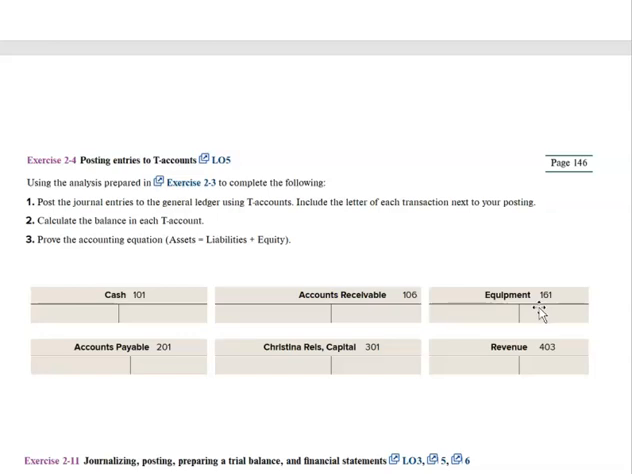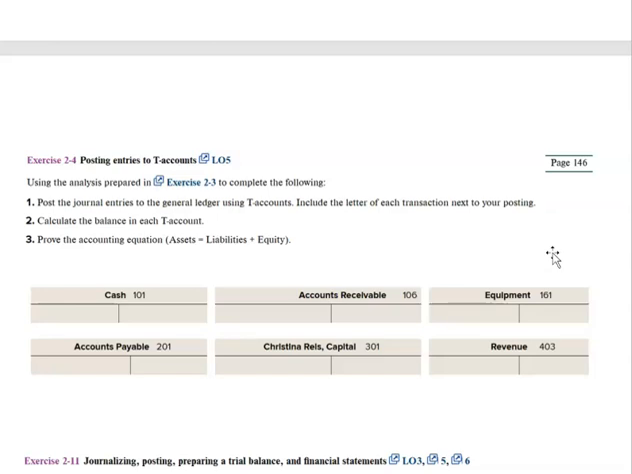Okay, so for 2-4, using the information from exercise 2-3, they want us to complete the following. Post the journal entries to the general ledger using T accounts. So again, the general ledger and T accounts are the same thing. T accounts are just a lot smaller. They don't have as much information.